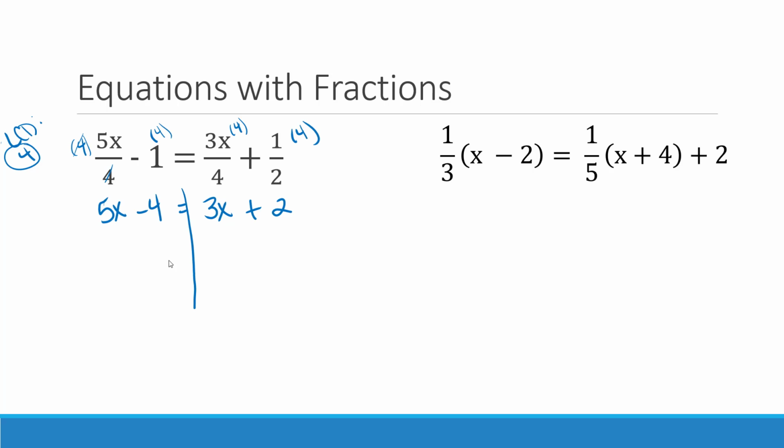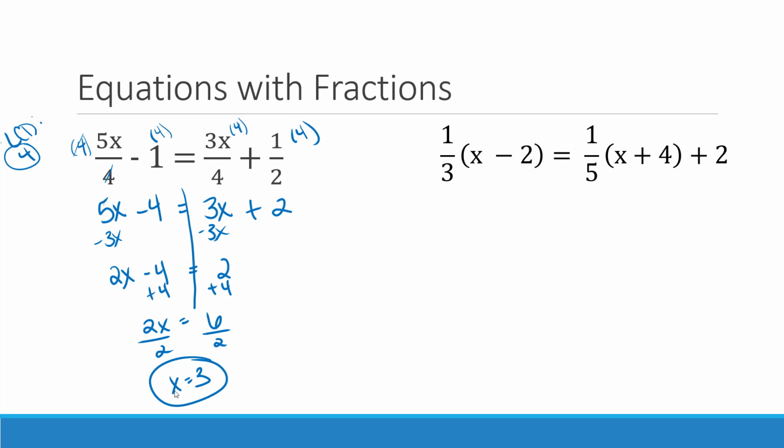Now this is something I can solve just like I've been doing. I can subtract 3x to move it over, which gives me 2x minus 4 is equal to 2. I can add 4 to both sides, so that gives me 2x is equal to 6. Divide by 2, and I get x is equal to 3.